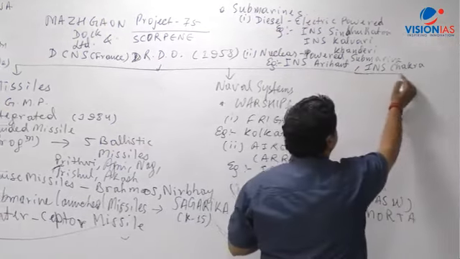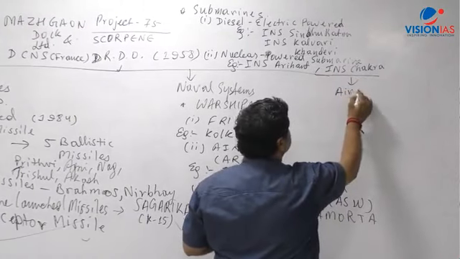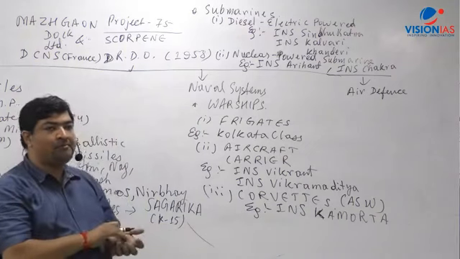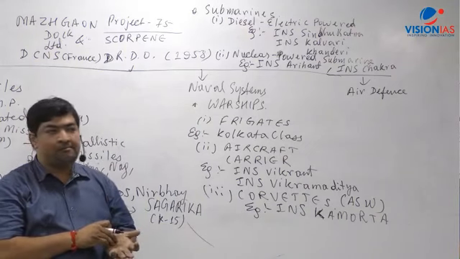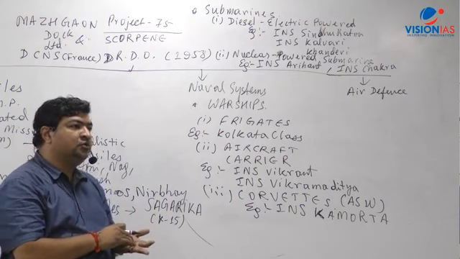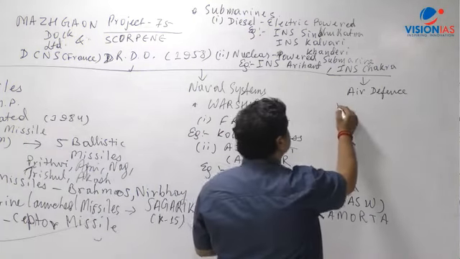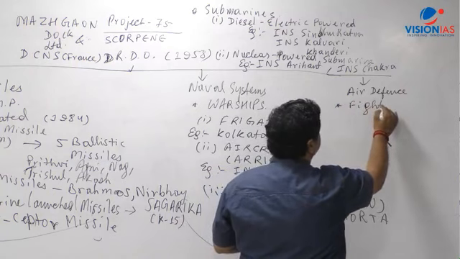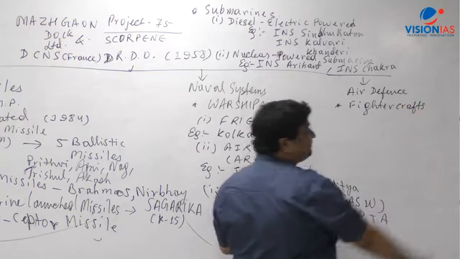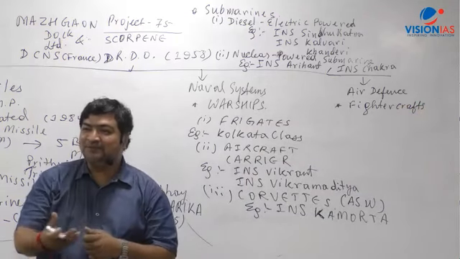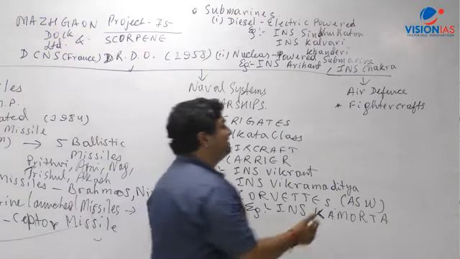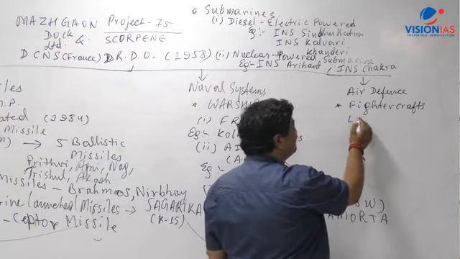Now next, what comes here? Air defense. Tell me, in air defense, the technology is there. Fighter crafts. Which companies have come into that first? Westland is there. Now, which fighter crafts are we using right now? Name those fighter crafts. Tejas is the Indian one. So, the light combat aircraft Tejas.